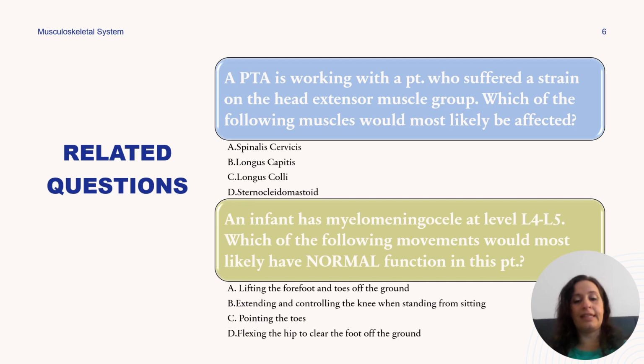A says lifting the forefoot and toes off the ground. Toes and foot, that's very low. Probably not. Extending and controlling the knee from standing to sitting. Probably not. Okay? Pointing the toes. Toes, probably not. Flexing the hip to clear the foot off the ground. Yes. Your patient's hip muscles should be working pretty good because of how low that lesion is. So D is going to be the right answer.